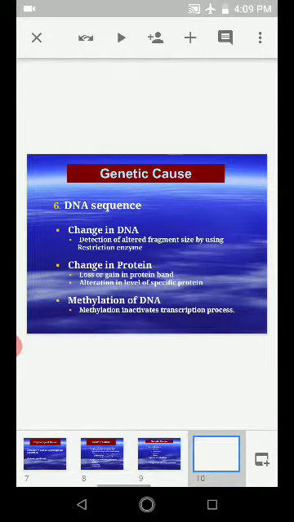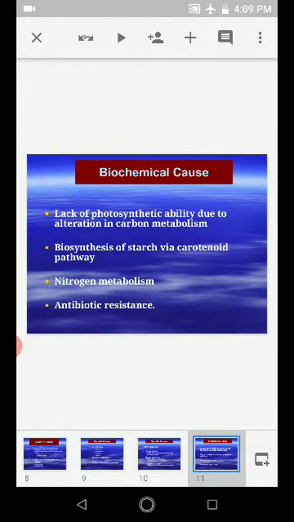Now, if we look at the biochemical causes, what are the biochemical causes? There is a lack of photosynthetic activity due to alteration in carbon metabolism. What happens in nature? Plants are autotrophic. Please remember that plants are autotrophic in nature, but when we subject these plants to in vitro conditions, these plants become heterotrophic. So the heterotrophic mode leads to alteration in photosynthetic activity.